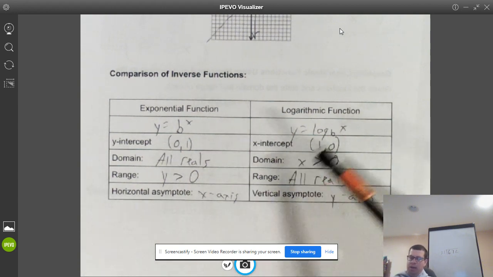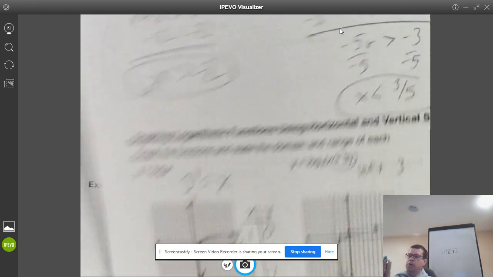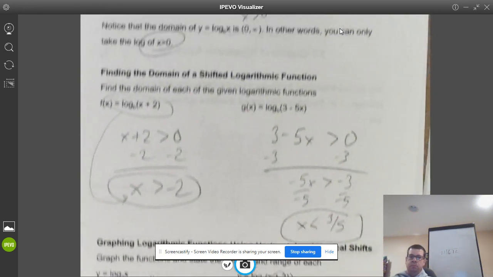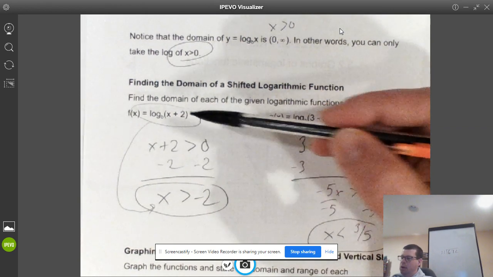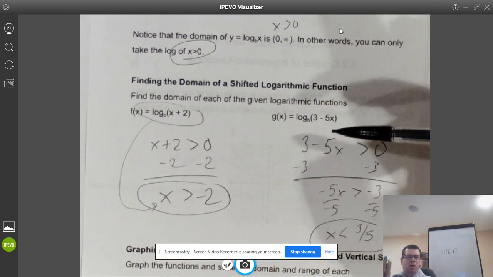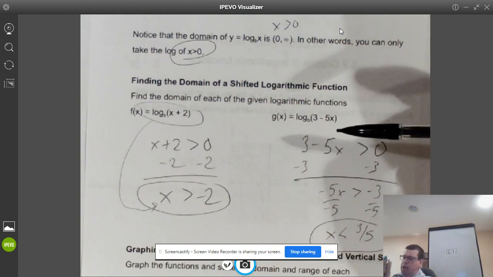And we're going to see how this applies here in just a little bit when we get to graphing these things. But one of the things you're going to be asked to do on your homework is to find the domain of, again, not just a basic logarithmic function, but a shifted logarithmic function. A logarithmic function that's been moved, or changed slightly.